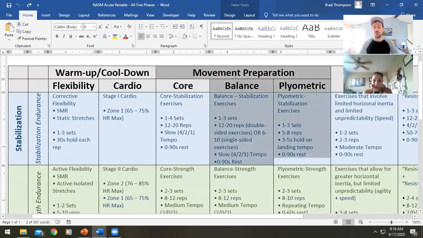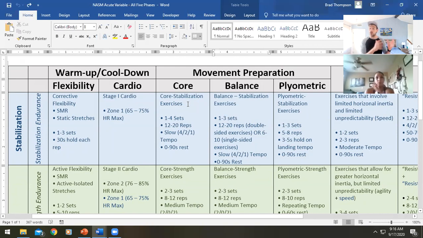Then we get into our movement preparation section, and we talked about how if it's a core part, you're going to pick core, and we're in the stabilization level. So core stabilization exercises, balance stabilization exercises, plyometric or reactive stabilization exercises, right? So your rules for that are going to be, this is so interesting because they're all the same until you get to core here, which is 1 to 4 sets of core exercises. Then you're going to see 1 to 3 sets and 1 to 3 sets for the other ones.